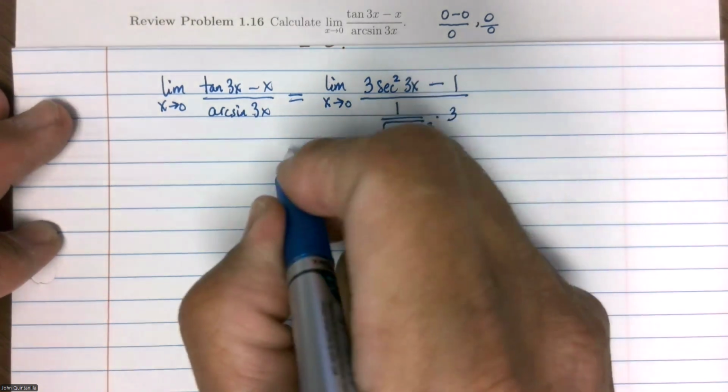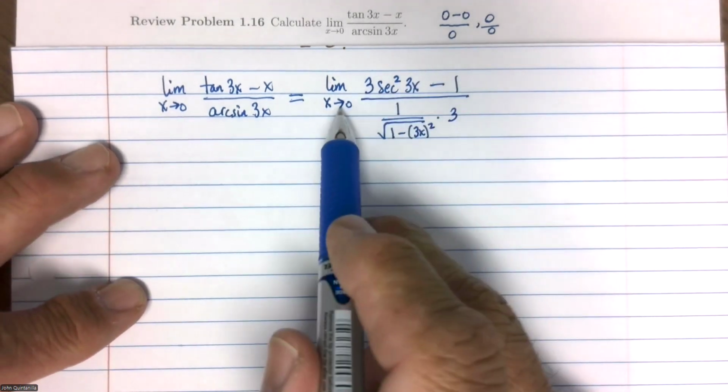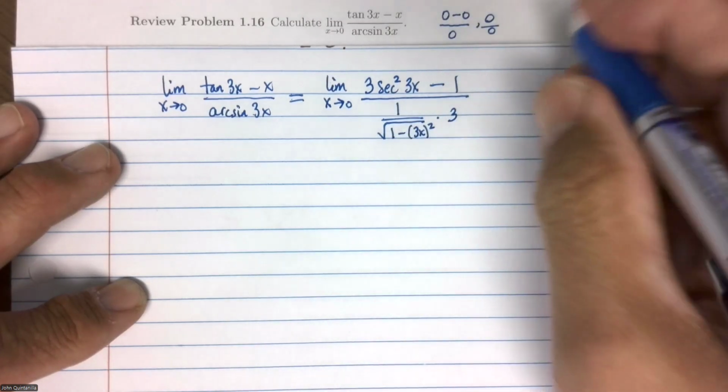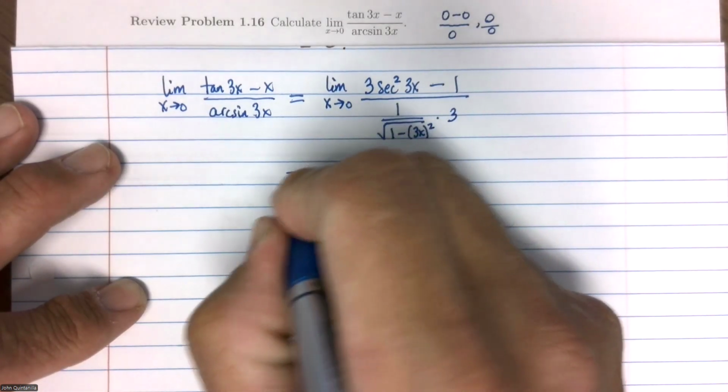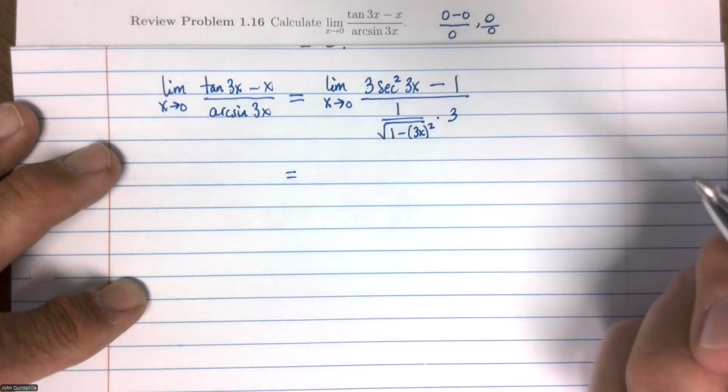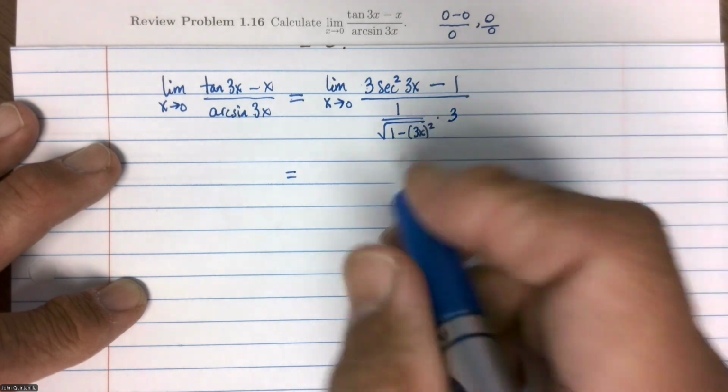Okay, now that looks like a mess, and that's because it is a mess, but as x goes to 0, this no longer has the form of L'Hopital's rule. So now I can just plug in 0 directly, and it's okay. 3 times the secant of 0. Secant of 0 is equal to 1.